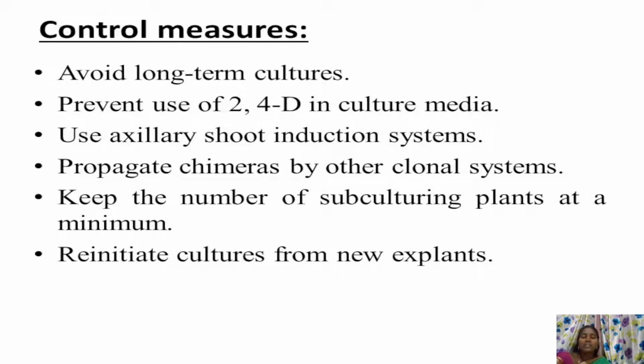To avoid somaclonal variation, we have to avoid long term cultures, prevent the use of 2,4-D in a large concentration, and use an axillary shoot induction system. And propagate chimeras, which are a combination of two different DNA sequences, by other clonal systems, keep the number of subculturing of plants at a minimum, and reinitiate the culture from new explants.